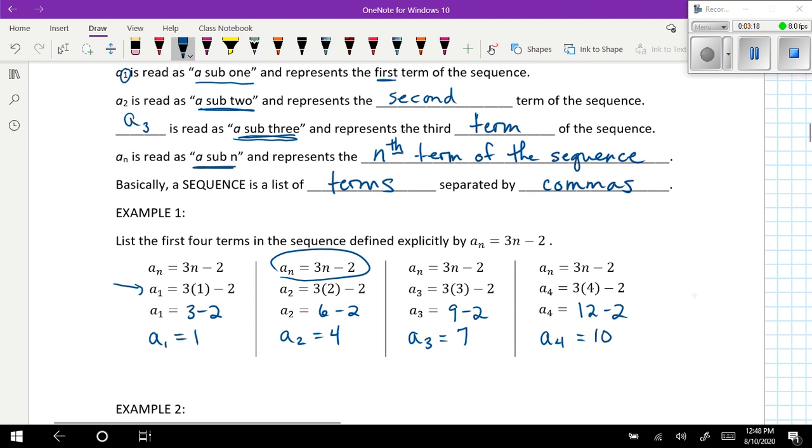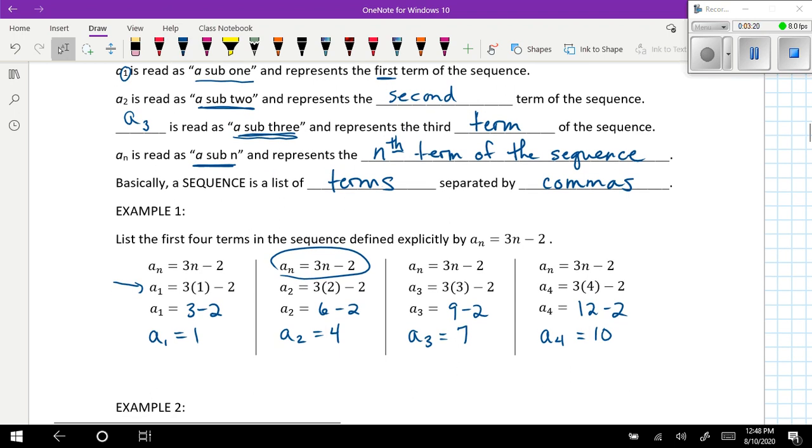Now I asked you to list them, so I would expect you to give me a list of these terms, like 1, 4, 7, 10. And that would be the answer to the problem that you could box. Okay? So we are listing the terms of the sequence. A sequence is a whole bunch of terms separated by commas.